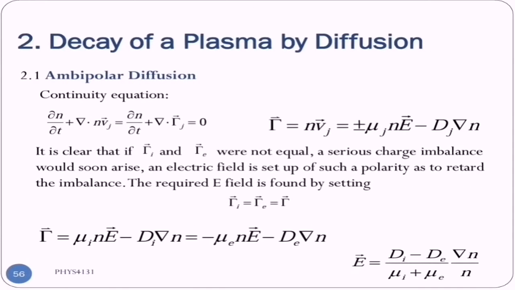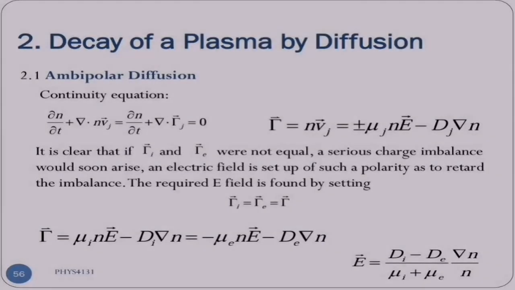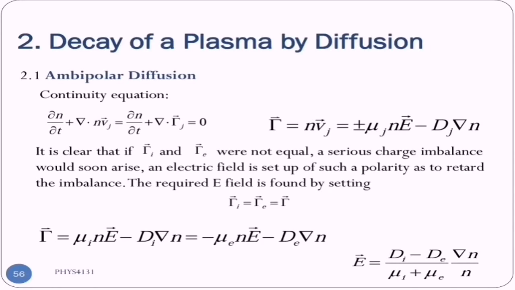Our next topic is the decay of a plasma by diffusion. Now we will see how a plasma created in a container decays by diffusion to the walls. Once ions and electrons reach the wall, they will recombine. The density near the wall therefore is essentially zero. First we study the case of ambipolar diffusion.